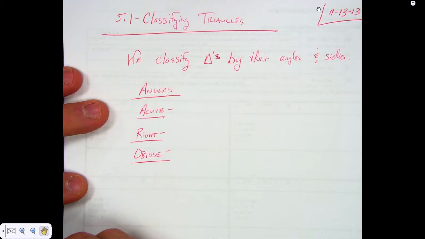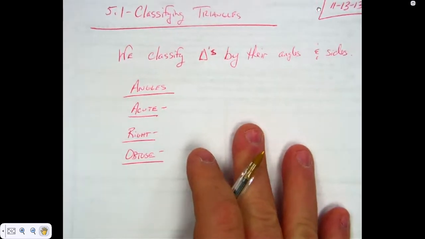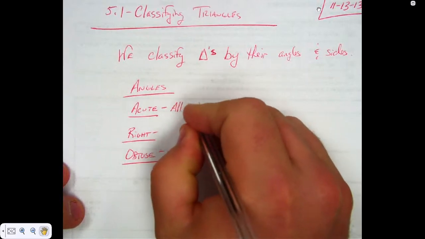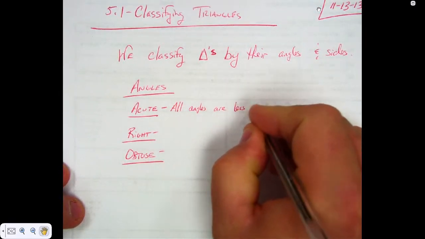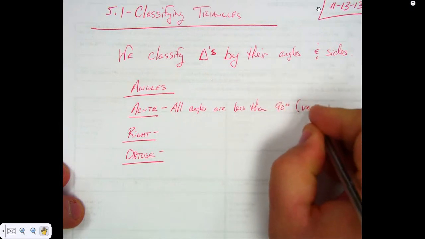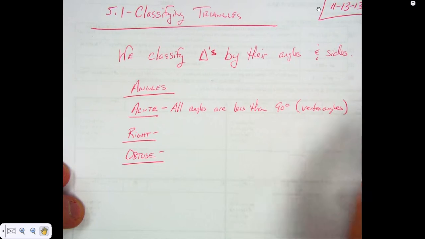When it's an acute triangle, those of you that remember that have dealt with this before, what does it mean? Lower than 90. Smaller than 90. All angles are less than 90 degrees. And when we say all angles, we're talking about the vertex angles.